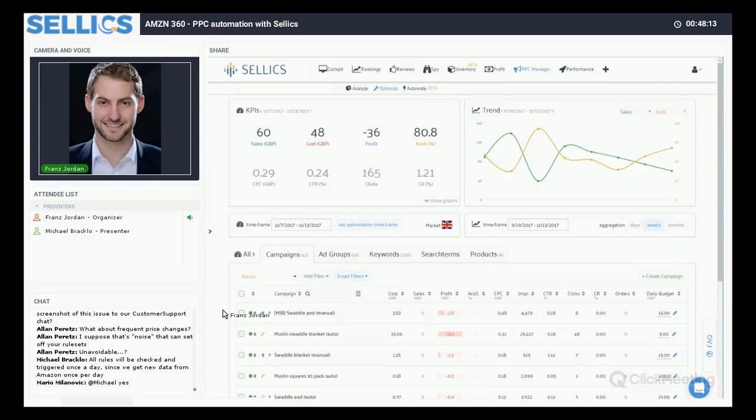Are these adjustments applied once per day, every day? Yes. The rules are checked every day, once per day, and if the rules match, we will also make those adjustments, right? So we will check every day. There's new data coming in from Amazon. With the new data, we will check if, given the new data, the rules apply. If they do apply, we will trigger the rule and execute the adjustment.